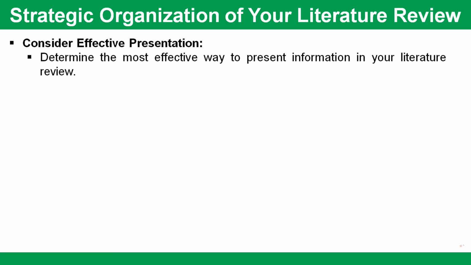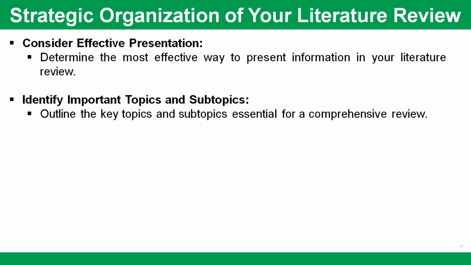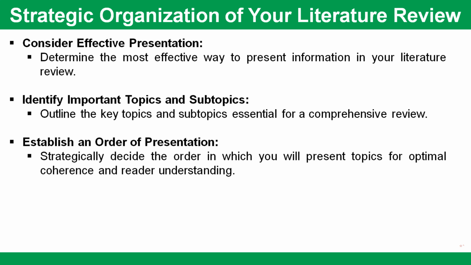Begin by considering the most effective way to present information in your literature review. This involves selecting the appropriate structure and format to ensure clarity and coherence. Outline the key topics and subtopics essential for a comprehensive review. Identify the main themes and concepts that will form the backbone of your literature review. Strategically decide the order in which you will present the topics for optimal coherence and readers' understanding. Consider factors such as logical flow, thematic connection, and the significance of each topic.